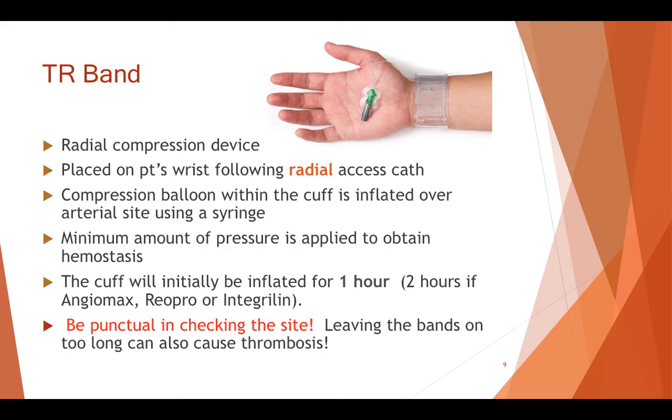If there's no signs of bleeding, then we can take the cup off, put a 2x2 on it, put a Tegaderm on it, and just continue to monitor. If we do notice that there's some bleeding while we initially take it off, we can reinflate the balloon using the syringe, just enough to stop the bleeding, and check again in 30 minutes.